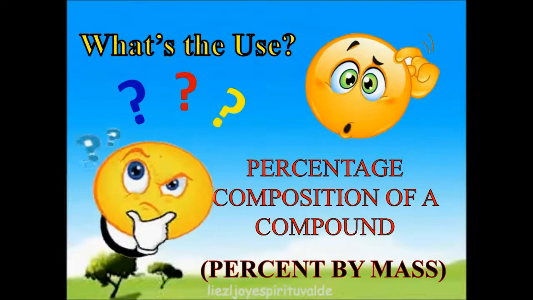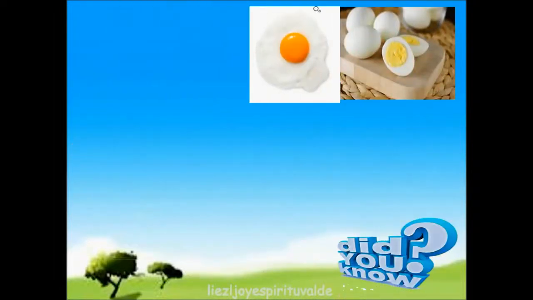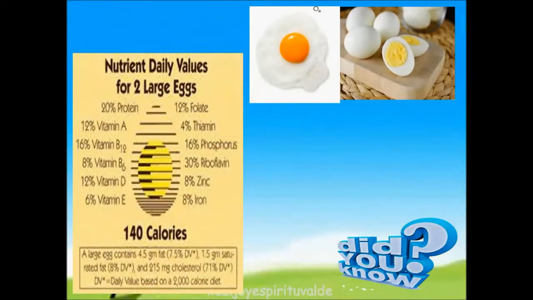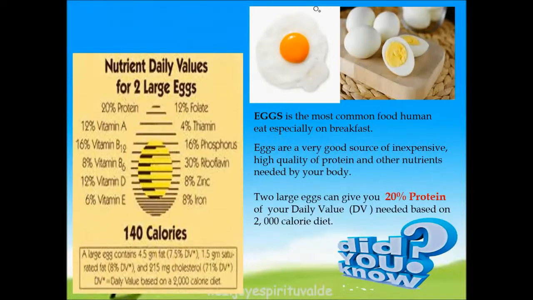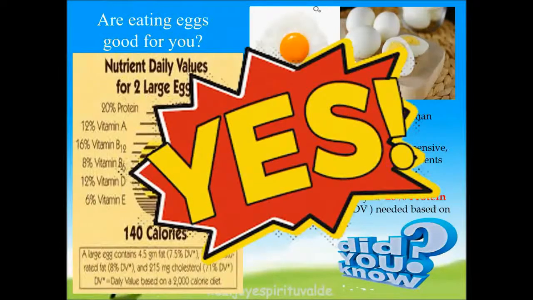So, where can we use this? Do you eat eggs in breakfast? Did you know that there are a lot of nutrients present in egg? Eggs are the most common food humans eat, especially on breakfast. Eggs are a very good source of inexpensive, high quality protein and other nutrients needed by your body. 2 large eggs can give you 20% protein of your daily value needed based on a 2,000 calorie diet. Now, is eating eggs good for you? Definitely yes.